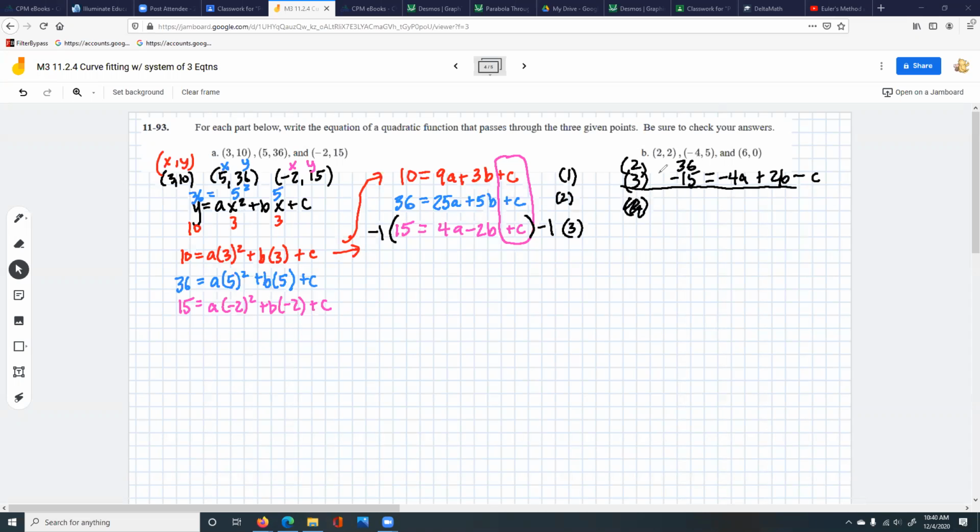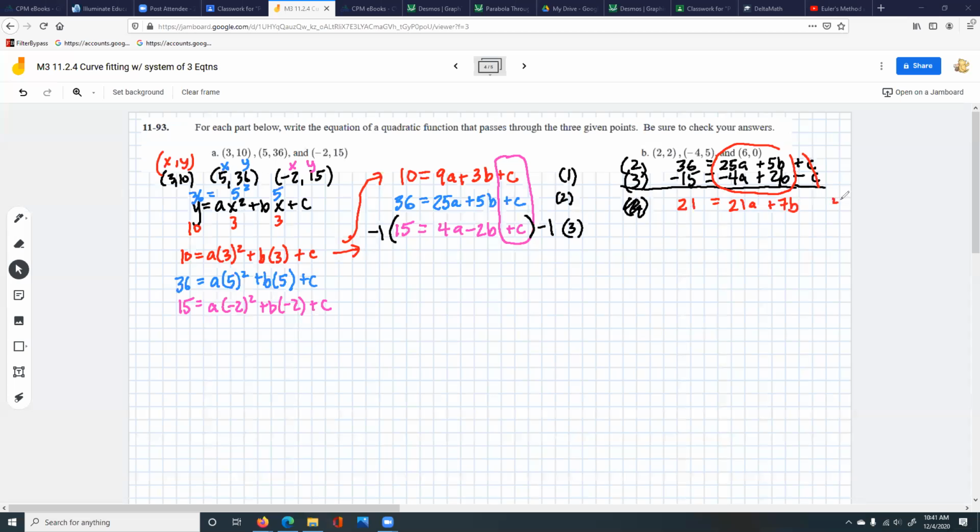So 36 equals 25a plus 5b plus c. Okay, I tried to put the bigger numbers on top. That way you can see that you're subtracting them. And the c's are going to go away. So now I'm just going to have an a and b equation again, right? 36 minus 15, 21 equals 21a plus 7b.